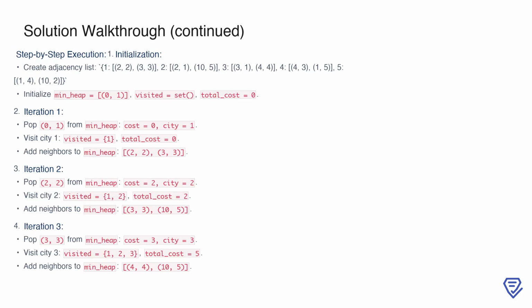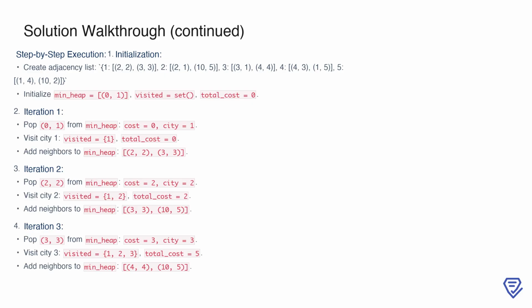In the first iteration, we pop the smallest cost from the heap, which is 0 for City 1. We visit City 1 and add its neighbors, Cities 2 and 3, with costs 2 and 3, respectively, to the heap. In the next iteration, the smallest cost in the heap is 2 for City 2. We pop it, visit City 2, and update the total cost to 2.